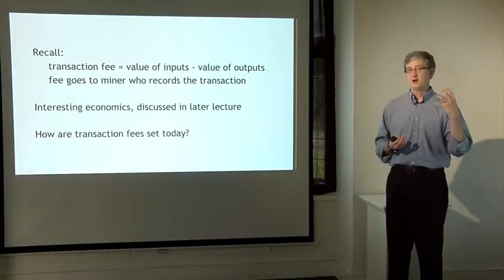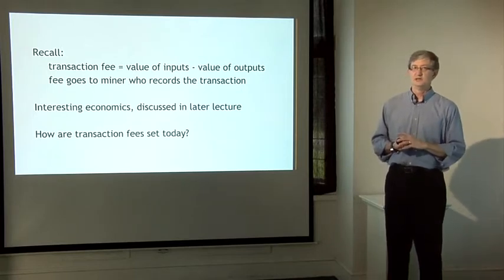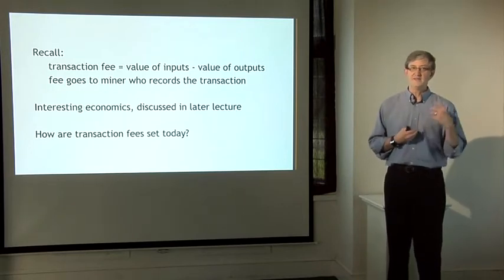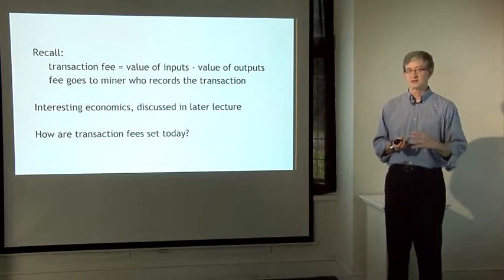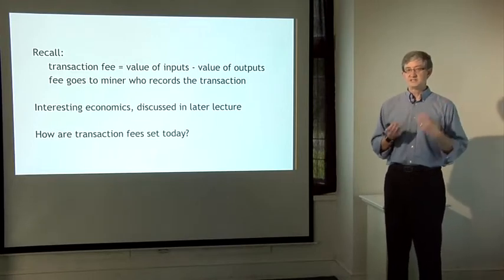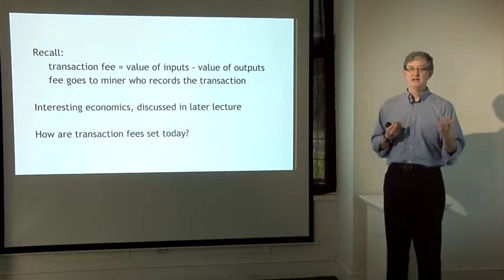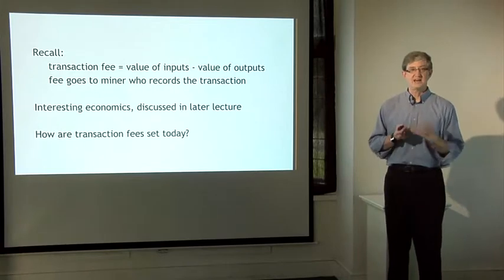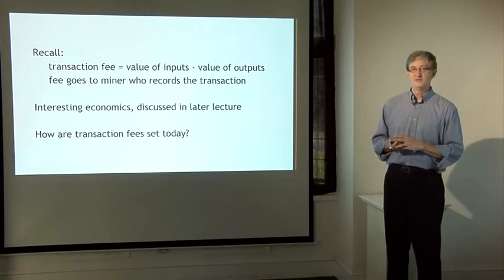The inputs have to be always at least as big as the outputs because a regular transaction can't create coins. But if the inputs are a little bigger than the outputs, then the difference is deemed to be a transaction fee. And that transaction fee goes to the miner who recorded this transaction, the miner who made the block that records this transaction. The economics of transaction fees are interesting, and we'll come back to this in a later lecture. But what I want to talk about today is how transaction fees are actually set in Bitcoin as it operates as of the time of this filming. These things do change from time to time, but we'll give you a snapshot of what's going on right now.